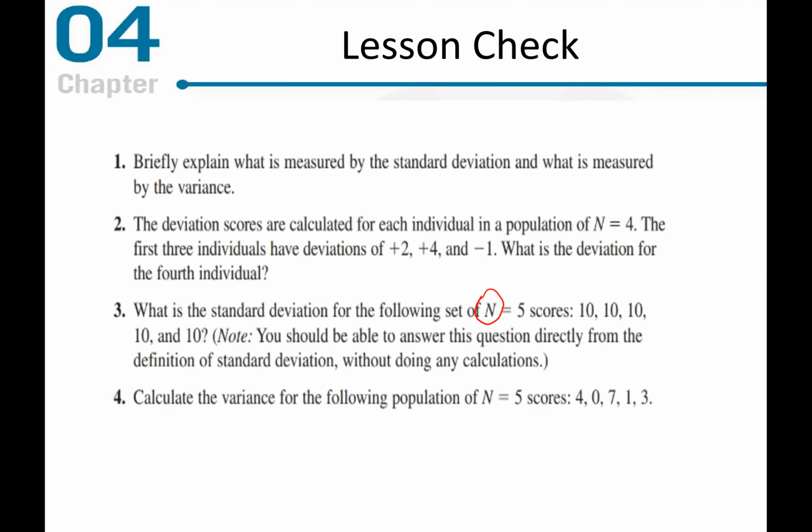All right, and so the last question is compute the variance for the following population of scores. All right, so let's do that.